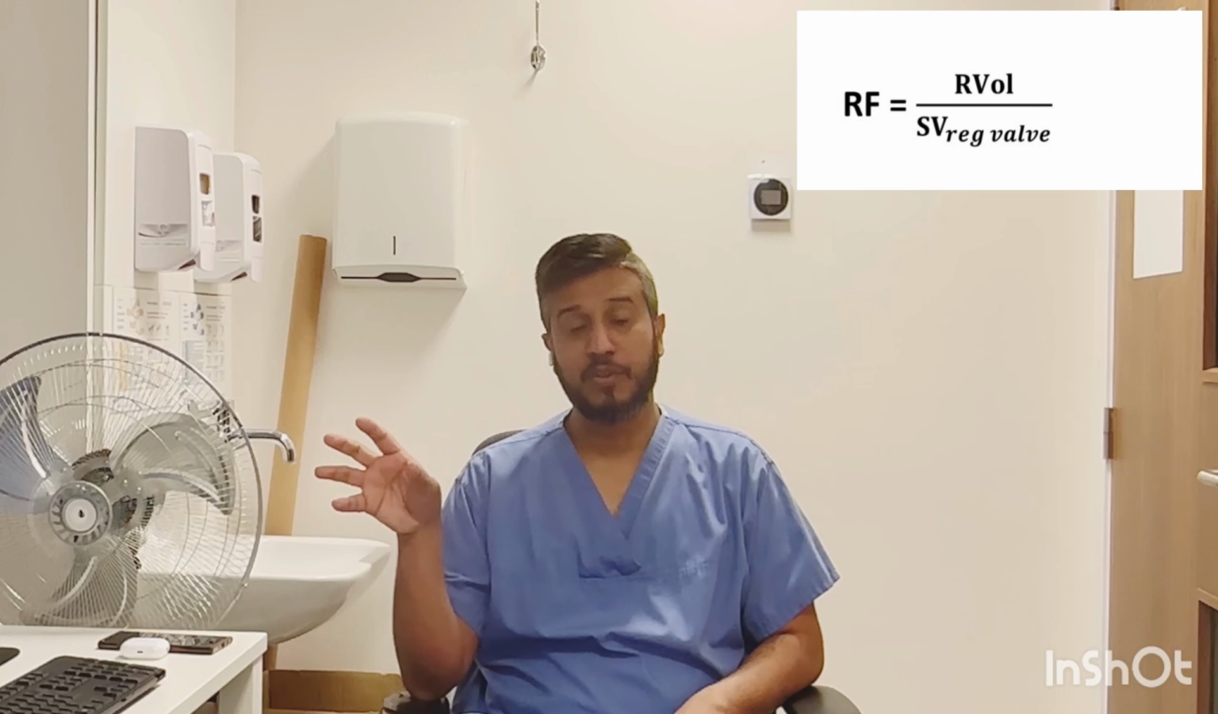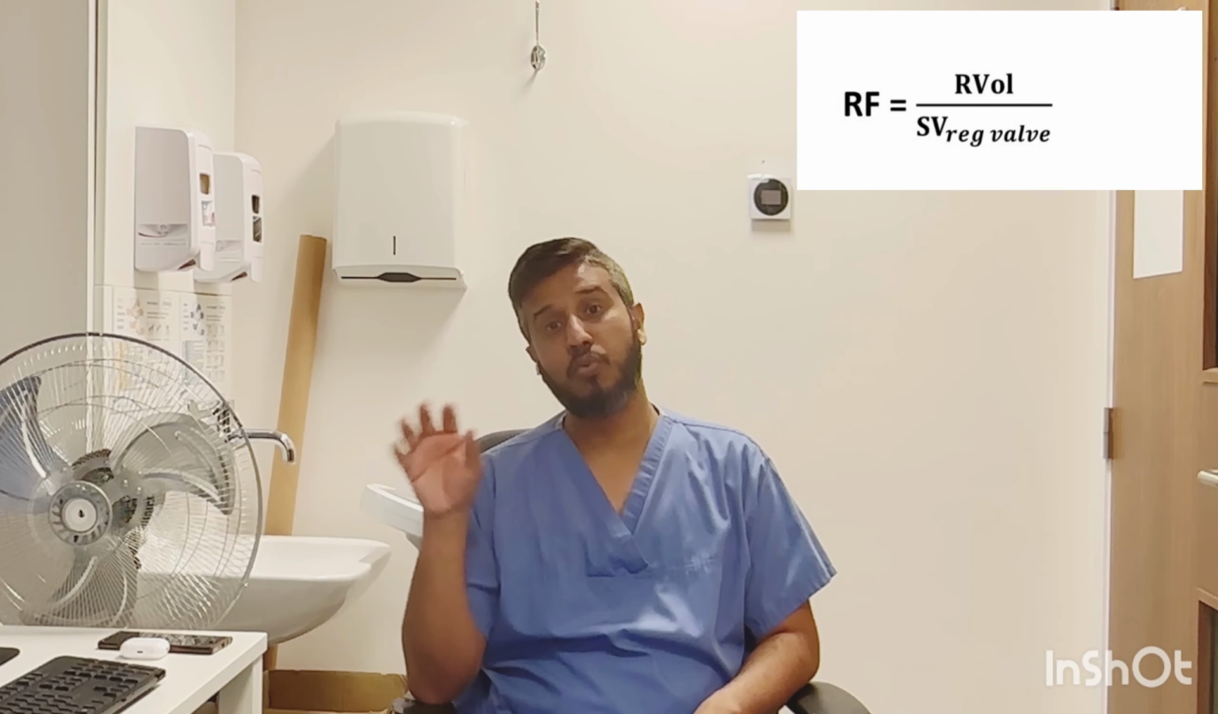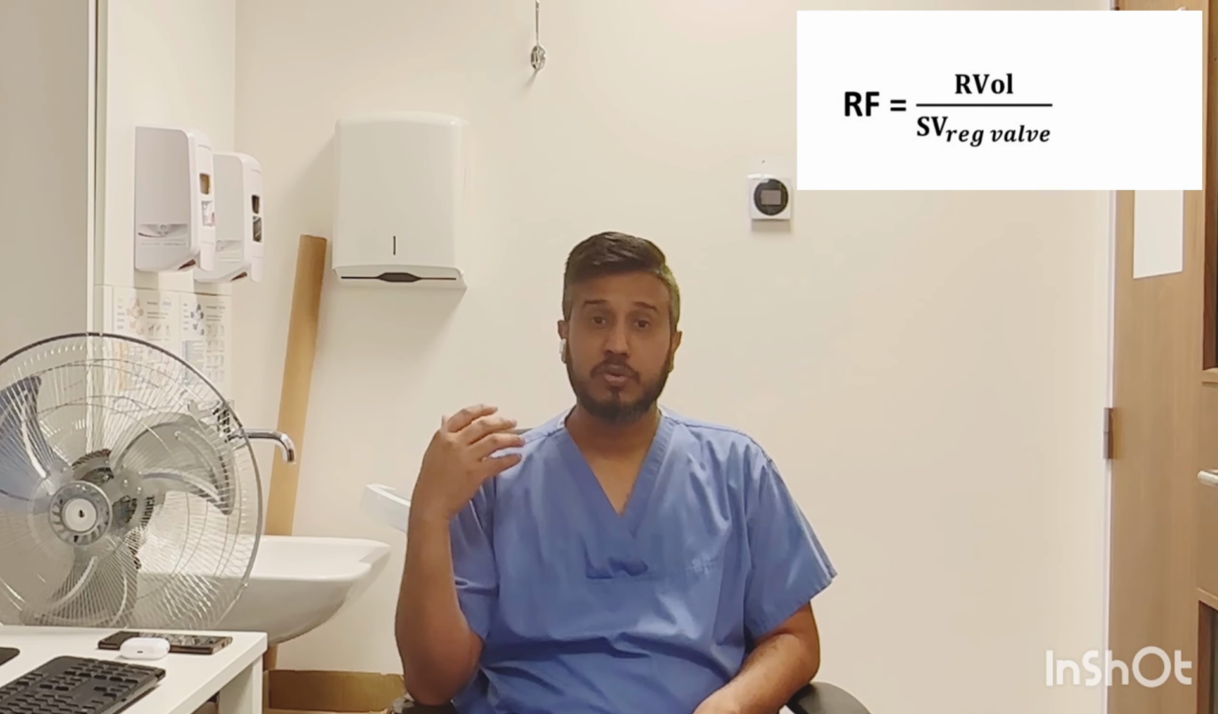How are you going to calculate it? You mainly need two things for it. One is the regurgitant volume of mitral regurgitation. The second is the stroke volume of the mitral valve. So the formula will be the regurgitant volume of the mitral valve divided by the stroke volume of the mitral valve. How to calculate the regurgitant volume, I explained in the last vlog, and the stroke volume of the mitral valve I also already explained in the last vlog.